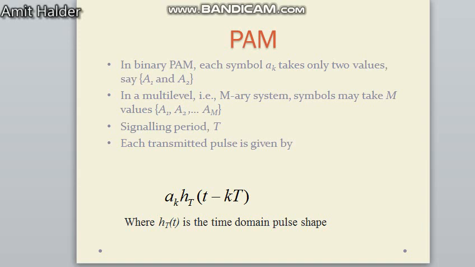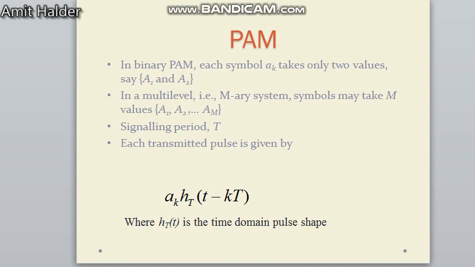If you go further, in binary PAM, each symbol A_k takes only two values, say A1 and A2, and in a multi-level, that is M-ary system, symbols may take M values, from A1 to AM. That is denoted as A subscript 1, A subscript 2, and A subscript M. And the symbol period is called the signaling period, capital T here.